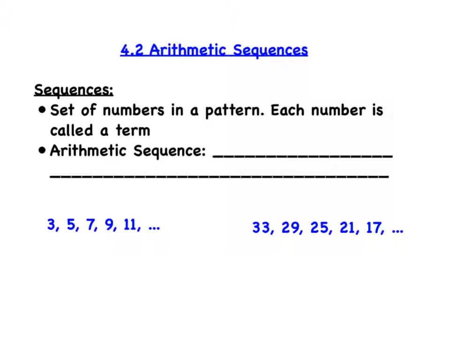Okay, here's our lesson, 4.2, arithmetic sequences. So yesterday we learned that sequences were a set of numbers in a pattern, and it could have been any pattern. For example, we could talk about our even numbers: 2, 4, 6, 8. Or we could talk about doubling. So we could do 2, 4, and then double 4, we get 8. Double 8, we get 16. So these are all sequences because there is a pattern, and you could figure out what the next number is.